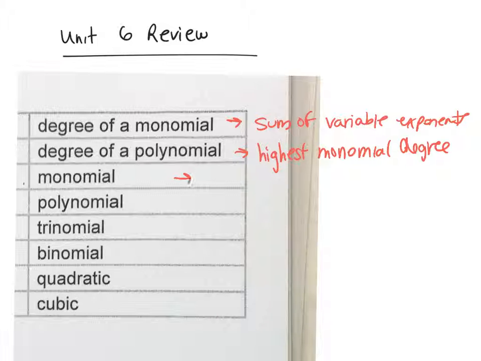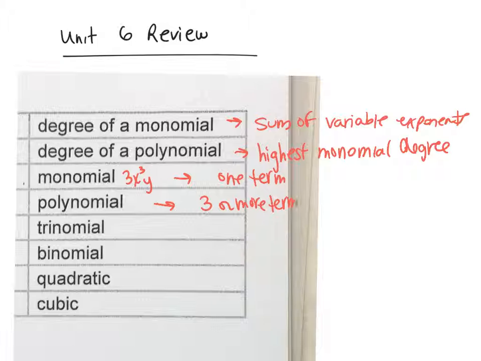A monomial, we know, is a single term expression. So it only has one term. Like, for example, 3x cubed. 3x cubed y is a single term. A polynomial is three or more terms.